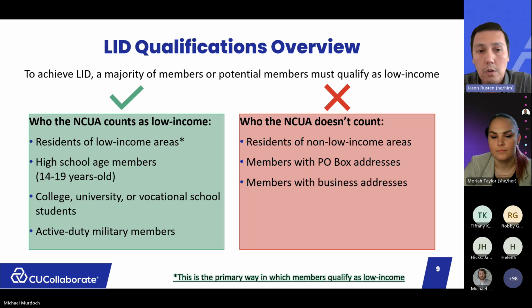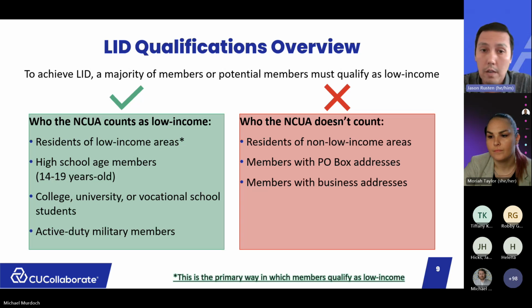For college, university, or vocational school students, if you're able to positively identify those individuals, the NCUA will accept every single one of them as a low-income member. And then for active duty military members, they will accept a slim majority. This is based on an economic analysis the NCUA did a number of years back, where they found just over 53% of active duty military members qualify. So that's who counts.